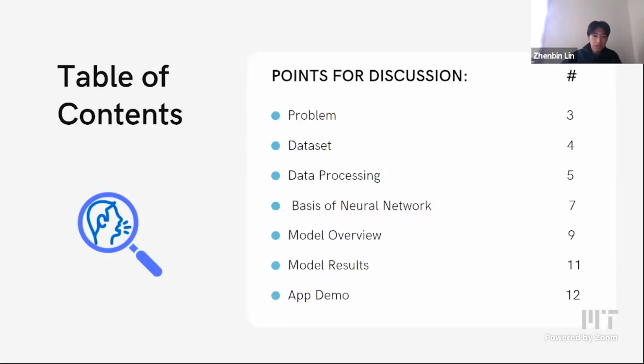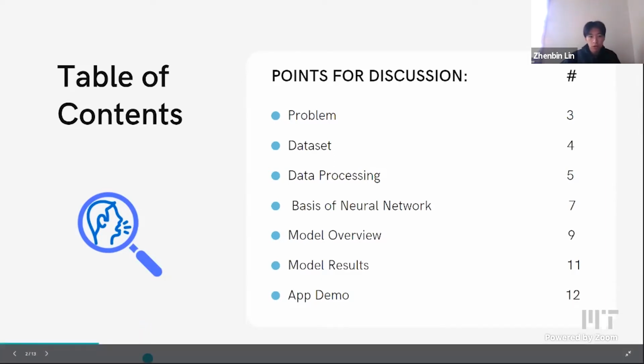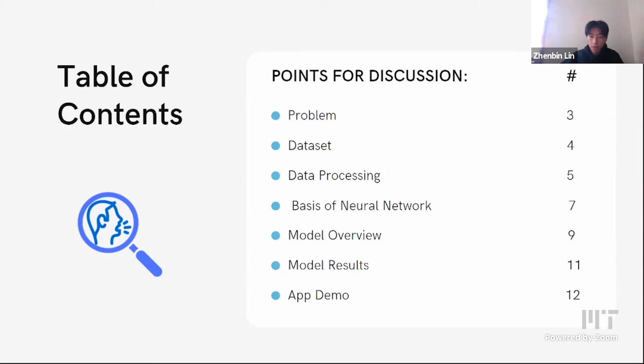So on this slide, you can see our table of contents. In the next slide, we're going to talk about the problem overview, followed by how we pre-process our data, followed by a basis of neural network and our model and results. Lastly, we're going to have a demonstration of our web app.